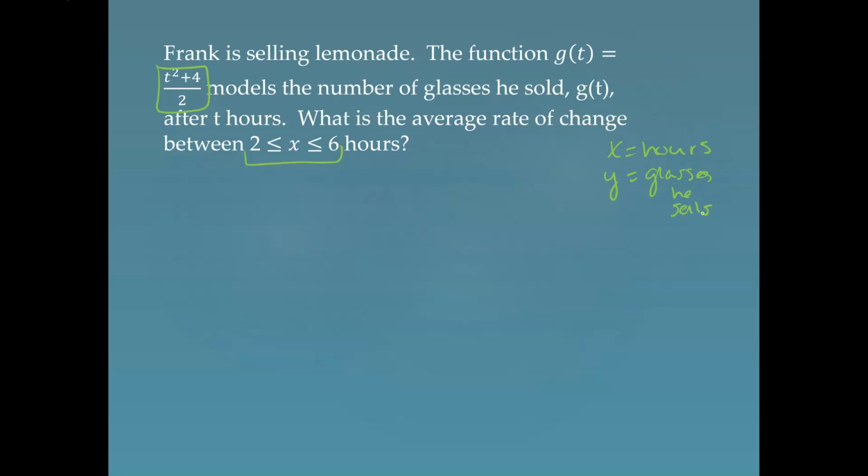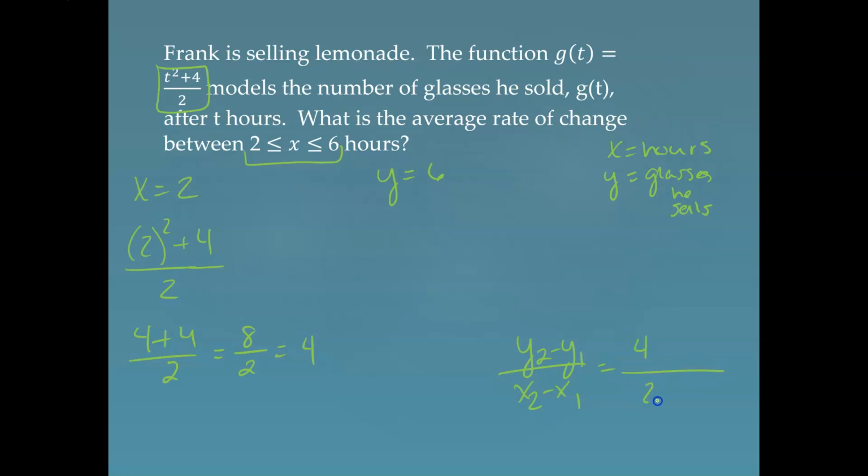Okay? All right, so we got x equals 2, and we got y equals 6. And we're going to use that formula y2 minus y1 over x2 minus x1. Okay? All right, so we're going to replace t with 2. We've got 2 squared plus 4 divided by 2. 2 squared is 4. 4 plus 4 is 8. 8 divided by 2 is 4. So my first y value is 4.